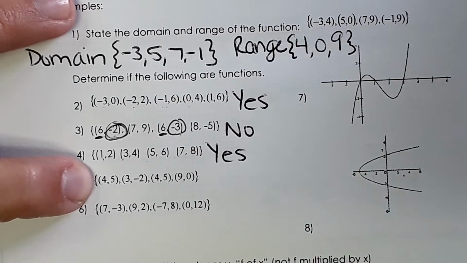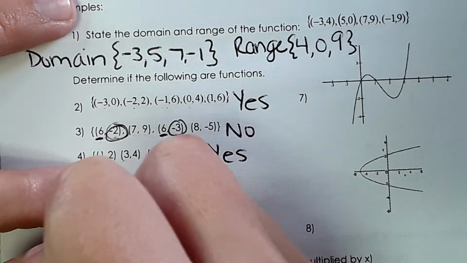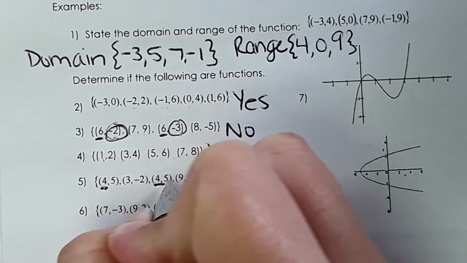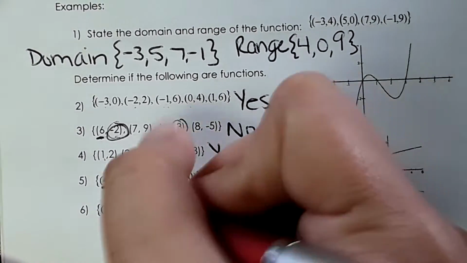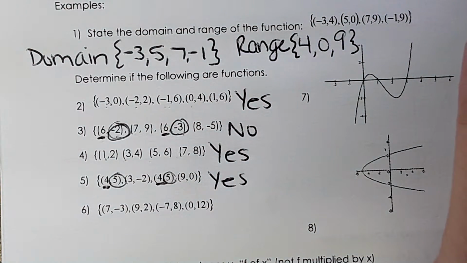For this one, I have the 4 repeats. So I have a 4 in the x position here and a 4 here. As long as it has the same output, look at the output's 5 both times, that is okay. So yes, it is a function. If I got a different output, then it wouldn't be.